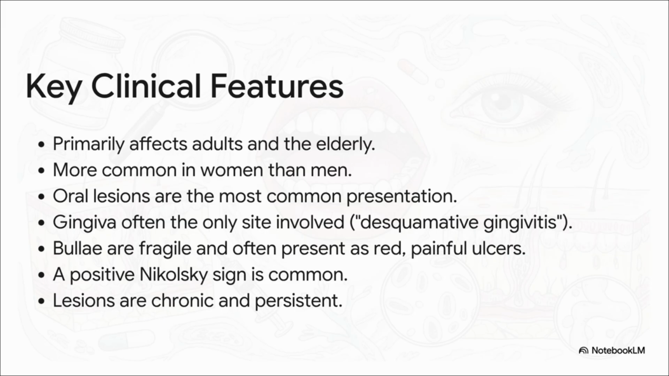Now, because the blisters that form are so fragile, especially in the mouth, they pop almost immediately, leaving behind these really painful ulcers. This fragility is also what leads to a positive Nikolsky sign. This is where you can apply a little gentle, sideways pressure to normal-looking tissue nearby, and if it just sloughs right off, that's a huge clue you're dealing with this disease.